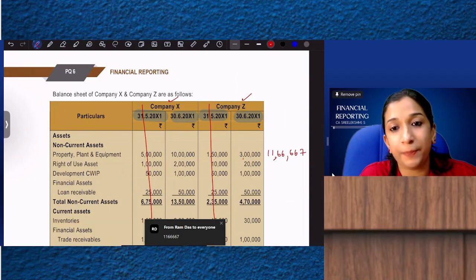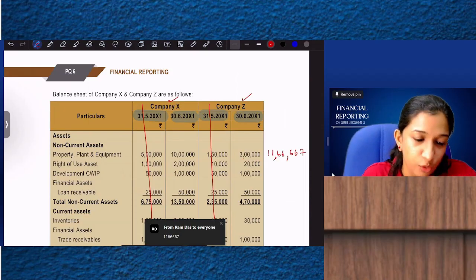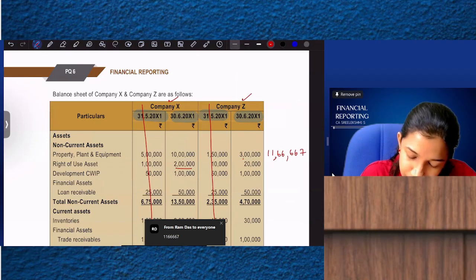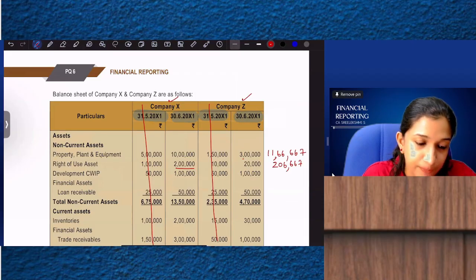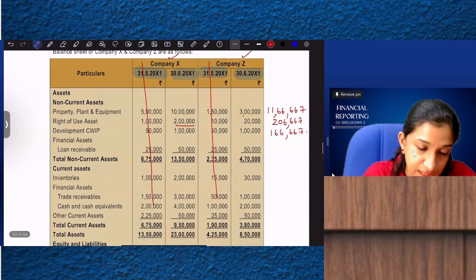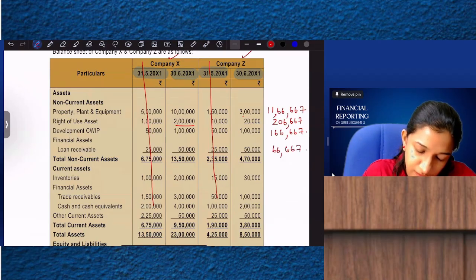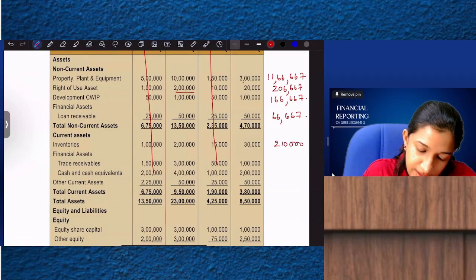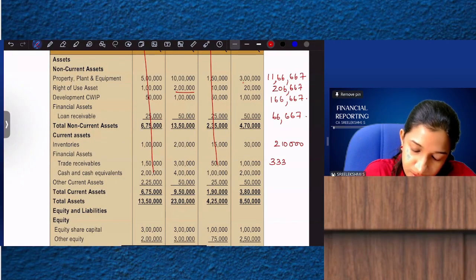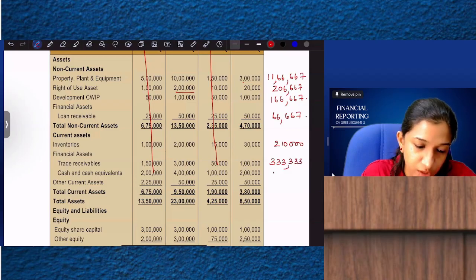Just add up quickly without wasting time. ROU asset 2 lakh plus 6,667, 1 lakh plus 66,667. Loan receivable 50,000 plus 66,667. Inventories 2 lakh 10,000. Trade receivables 3 lakh 33,333. Cash, there won't be a change.